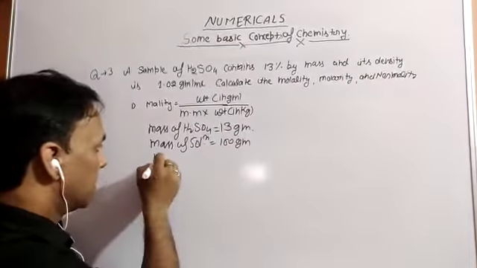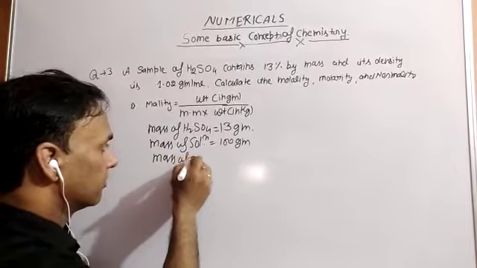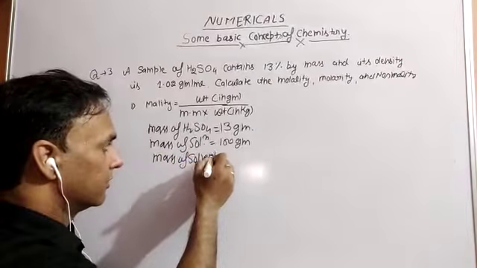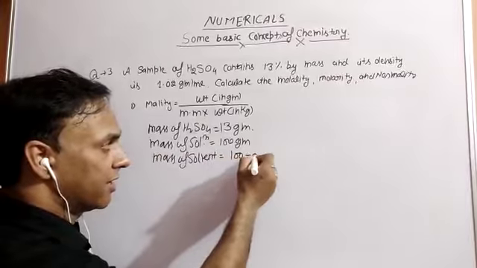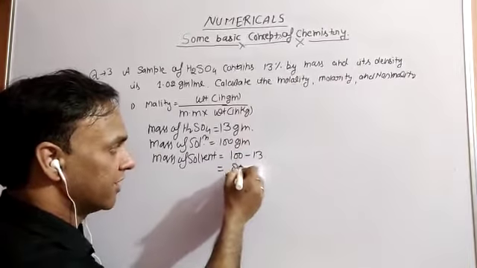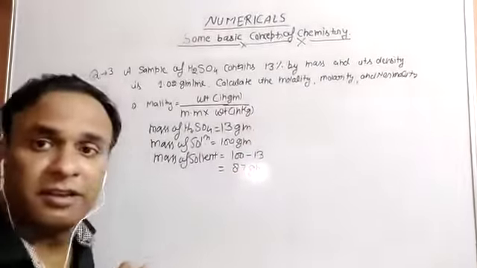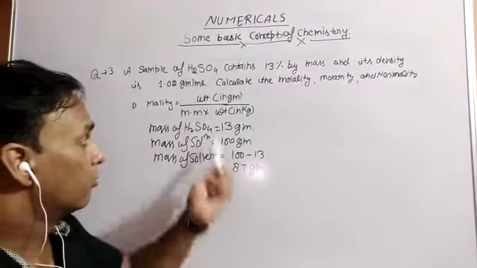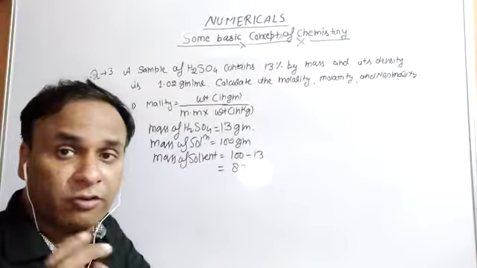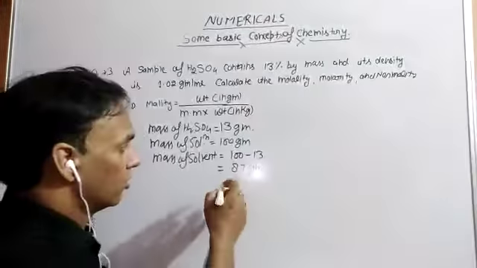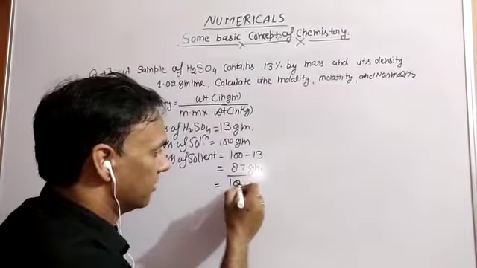So the mass of solvent is 100 gram minus 13 gram, which is 87 gram. But in molality, the mass of solvent is expressed in kilogram, so it is divided by 1000.